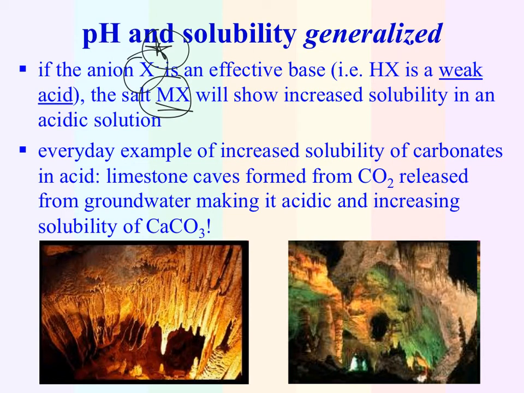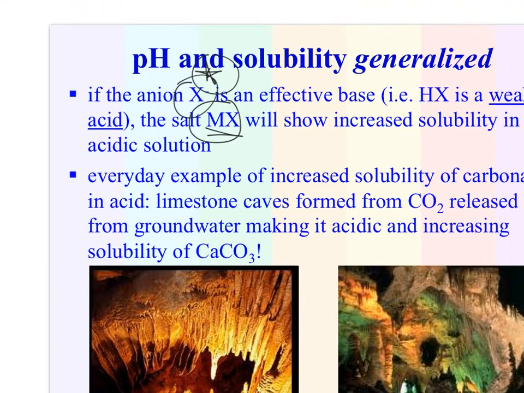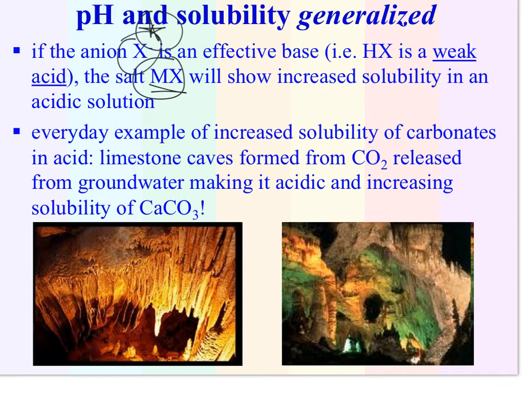An everyday example of this concept is the increased solubility of carbonates in limestone caves. CO2 gets released into the groundwater and makes the water somewhat acidic. Because it's acidic, we increase the solubility of the calcium carbonate, because the carbonate ions interact with the acid that's present, and you get a higher solubility of the calcium carbonate salt.